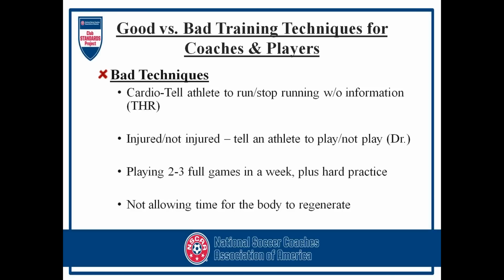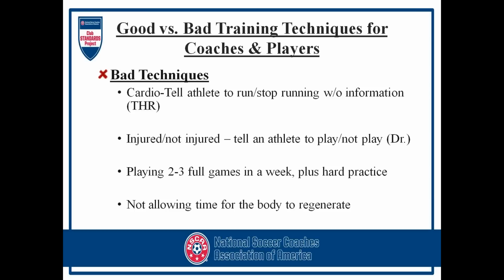Some other continuing bad techniques for cardiovascular endurance: telling an athlete to stop running or telling them to keep running. How do we know if we don't have a good baseline, if we don't know what their target heart rate or VO2 max is? You don't have to be a genius to get this. You can get advice or recommendations from an athletic trainer or physical therapist. They can help perform those tests, or even some hospitals can help, so you know what the target heart rate or VO2 max is for the athlete.